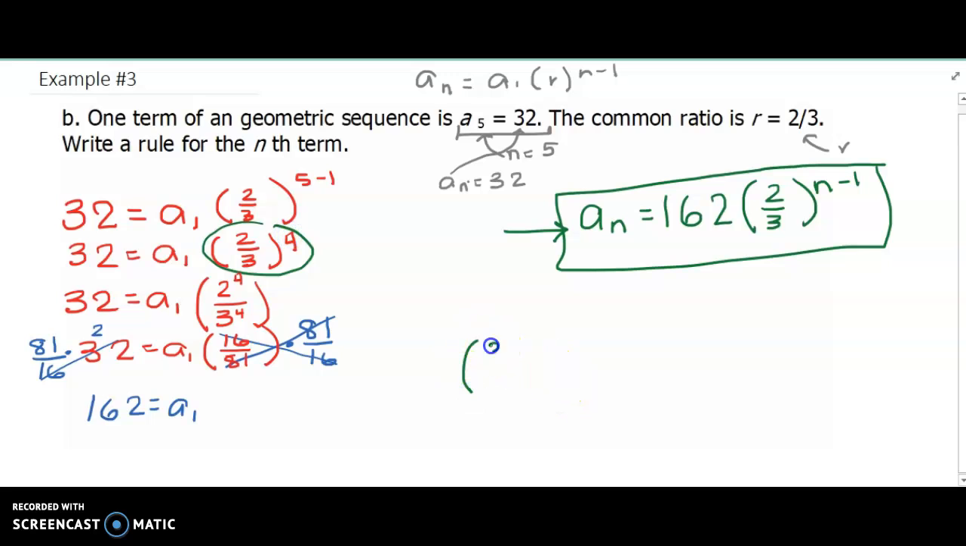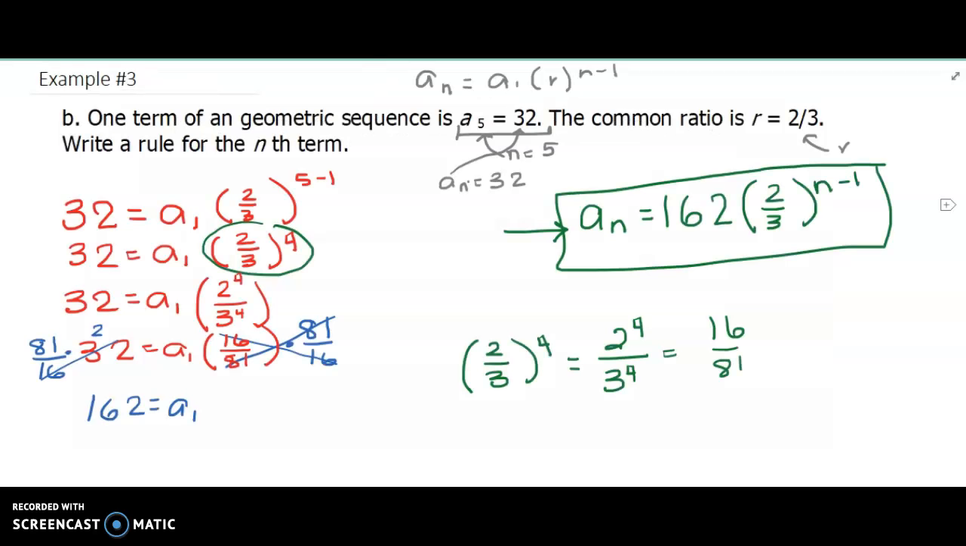So remember, just to walk you through it, 2 over 3 to the 4th power is the same thing as 2 to the 4th power over 3 to the 4th, which is simply 16 over 81. I'm guessing if you guys made a mistake, that's where you made the mistake.